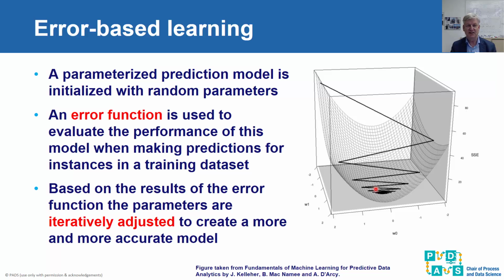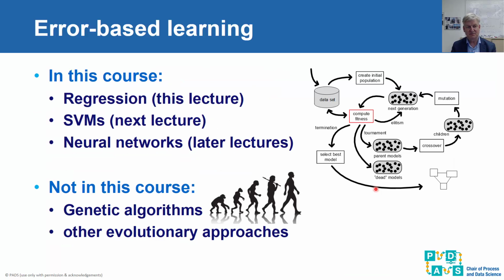So the basic idea is that we have an error function and we have a way to update our solution in a stepwise manner to get better and better solutions. In this course you will see three types of error-based learning techniques. Regression, which is in this lecture. We will also look at support vector machines, which are very similar to logistic regression. That will be in the next lecture. In the lecture thereafter we will look at neural networks.